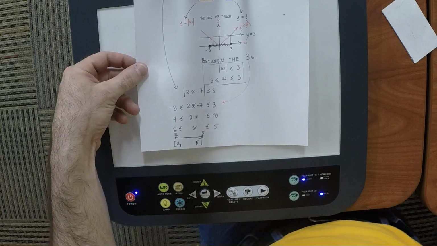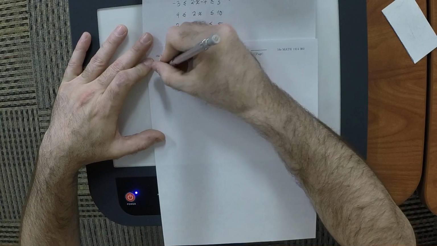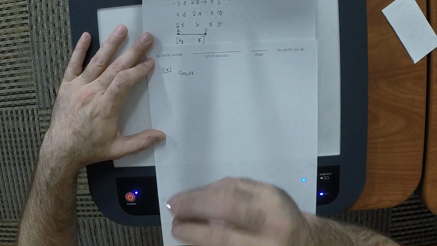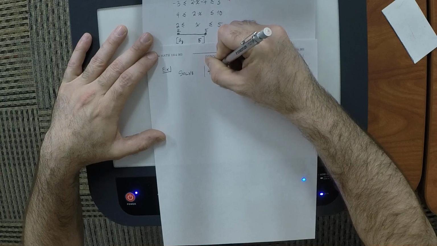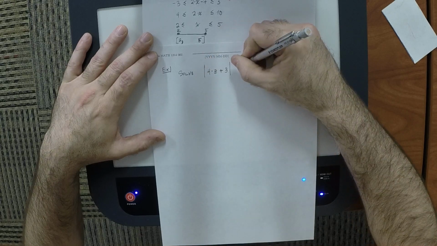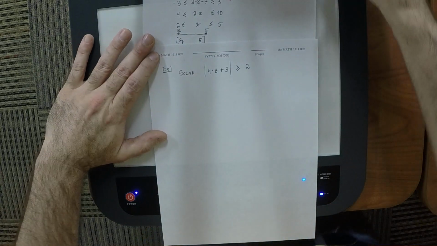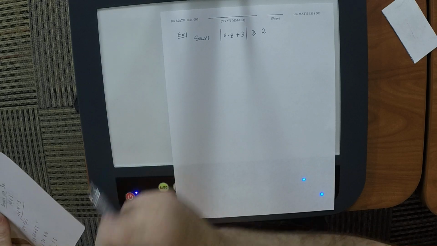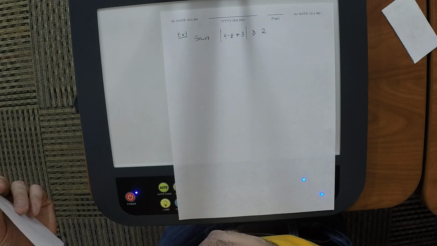Okay. So how about this one? What if I ask you to solve, say, this one? Absolute value of 4z plus 3 greater than or equal to 2. So now, this exercise visually looks very similar to the previous one, but actually qualitatively it's going to be quite different. What's going to be different?